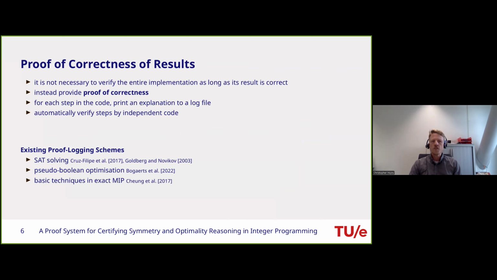And of course, this concept of proof logging is not new. It has existed for at least 20 years in the SAT community. And whenever you now participate in a competition for SAT solving, you're also required to have such a proof that the result that you produce is actually correct. And these ideas have also been extended for pseudo-Boolean optimization a couple of years ago in a seminal paper by Bogaerts and others, which will also be the basis for the work that I present in the following. And for MIP, there also exist some basic proof logging schemes that I will also discuss in a minute.